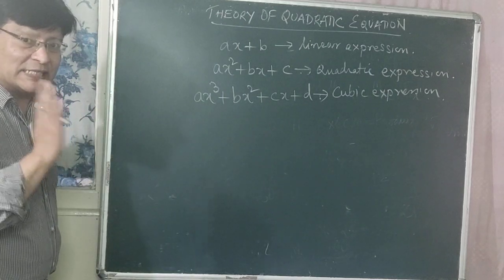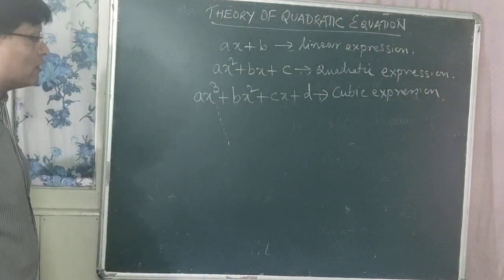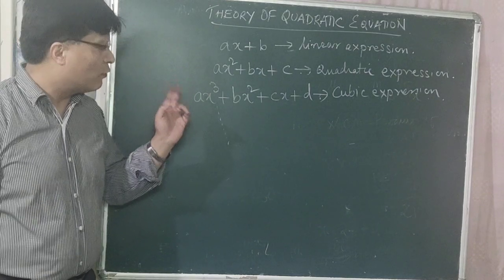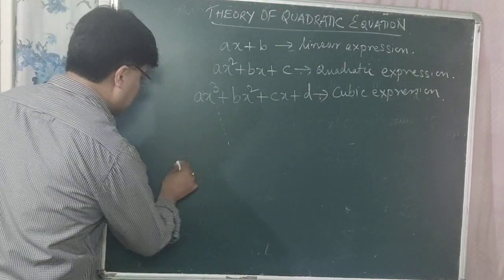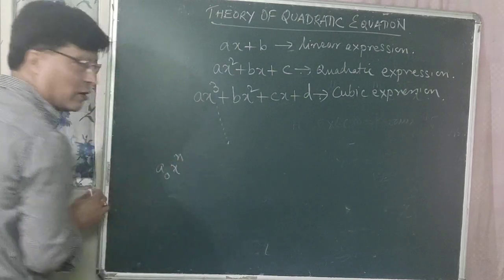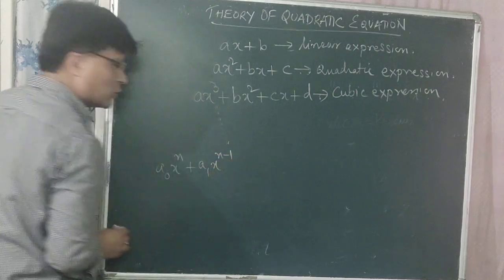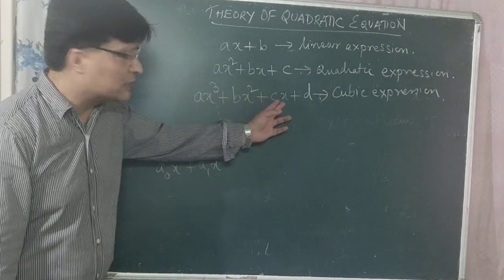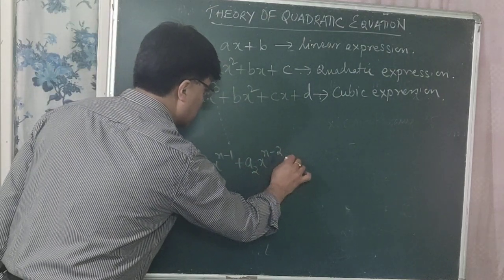And last one is the general expression. What is the general expression now? There are other expressions whose highest powers of x are 4, 5, 6 and so on. Lastly, the general expression is a0 x to the power n plus a1 x to the power n minus 1. The power of x will be decreased here, plus a2 x to the power n minus 2 plus dot dot dot.